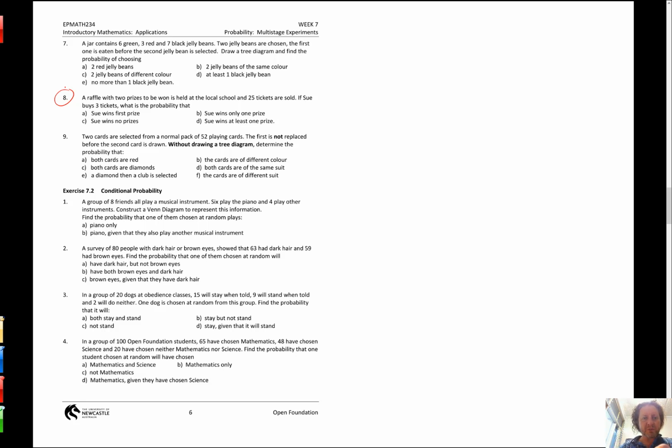So the raffle with 2 prizes to be won is held there, and Sue buys 3 tickets. I'm going to start out with a tree diagram, but I'm not going to do 3 arms on the first thing. And look, it doesn't matter again. Let's say that the first ticket drawn from the box wins first prize. Now, what are the two outcomes that could happen? She could win, or she could, I'm just going to write lose, as in not win. Yeah, fine, win, lose.